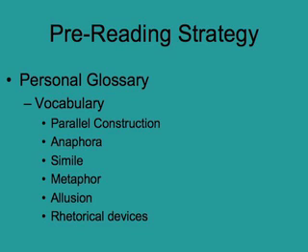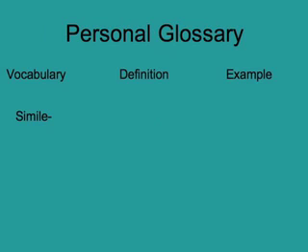So vocabulary like parallel construction, anaphora, simile, metaphor, allusion, rhetorical devices as a concept themselves. The strategy that I was going to use for pre-reading is the personal glossary strategy, in which students write down each one of the terms that they're going to be needing for the activity in a list, like antithesis, parallel construction, metaphor, simile, epistrophe, and so on and so forth.